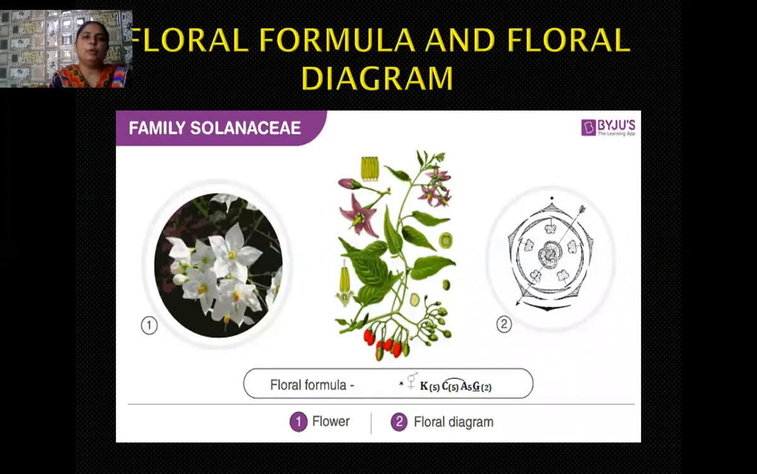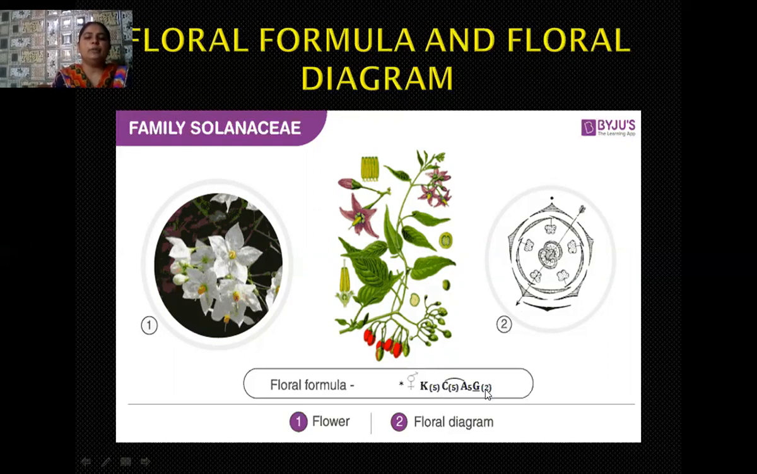Okay, students, see the floral diagram and floral formula. So floral formula, bisexual flower is present. Then calyx means sepals are 5, all are fused, gamosepalous condition. Corolla means petals, they are also 5, and they all are fused. Then androecium are also 5, but these stamens are attached with the corolla, or you can say petals.